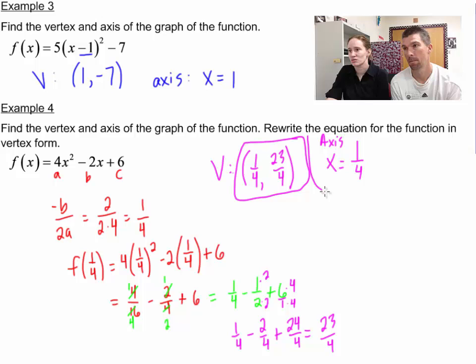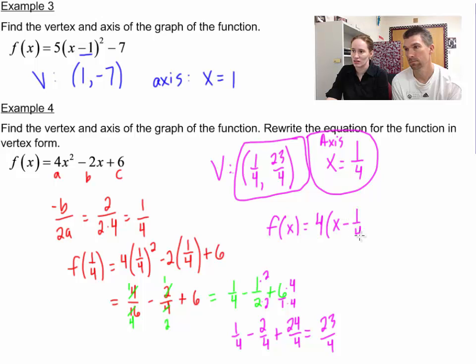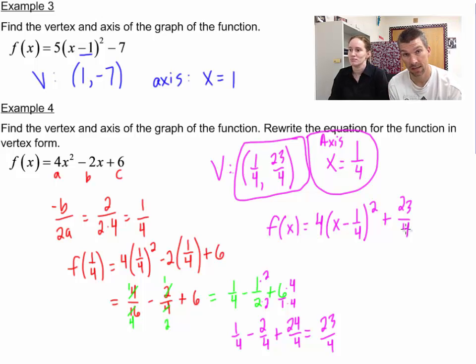And it asks us to rewrite the equation for the function in vertex form. So I'm pretty sure that this is how this works. We take the number that's in front of our x squared, stick that on the outside, then we plug in our vertex. That'll be x minus 1/4 because it's inside the parentheses. And then on the outside, we've got 23/4. That should be right, right? I mean, I think that's how it should go. Yeah, there you go. We can always graph it and see.